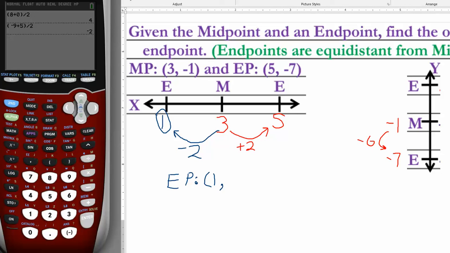and you can do negative 7 minus negative 1 if you need to, but that is negative 6. So if we went 6 in a negative direction in order to find our endpoint coordinate, we're going to have to go 6 in the positive direction, and negative 1 plus 6 should be 5, giving our y-coordinate of our endpoint 5. So our final endpoint should be (1, 5), given that we have done this correctly.